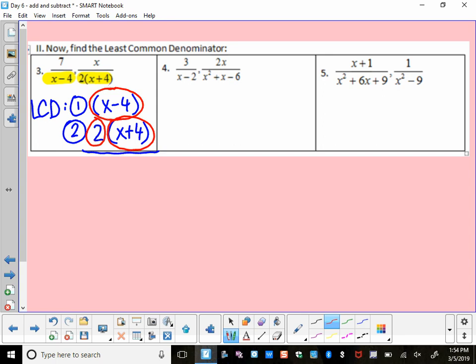Okay? So let's look. I'm going to bring everything down. My 2 will be in my LCD. x minus 4 and x plus 4. This is my LCD based on those denominators.